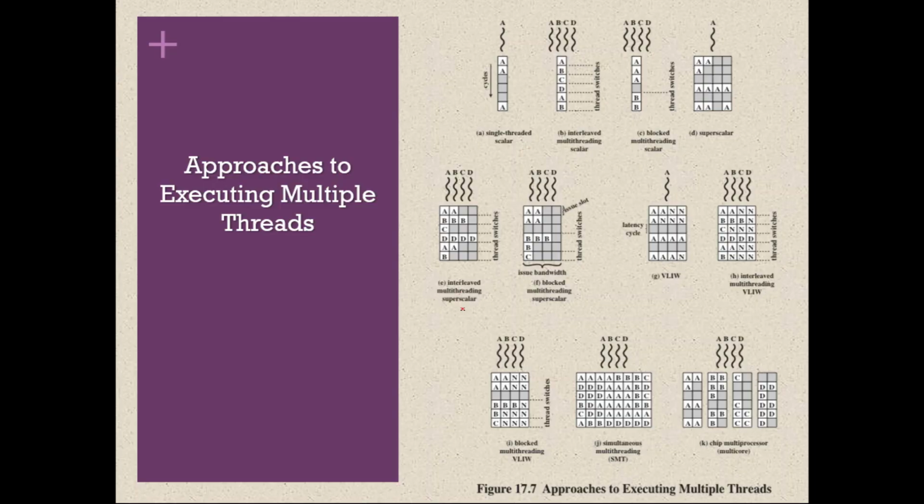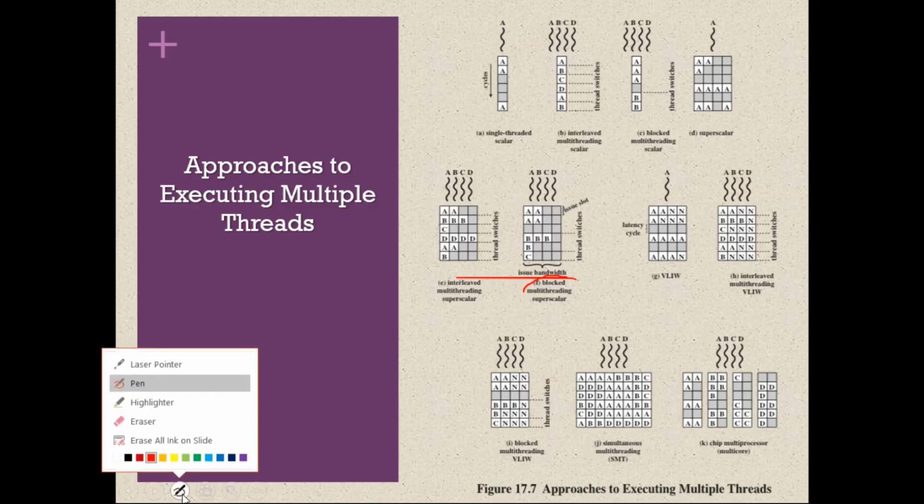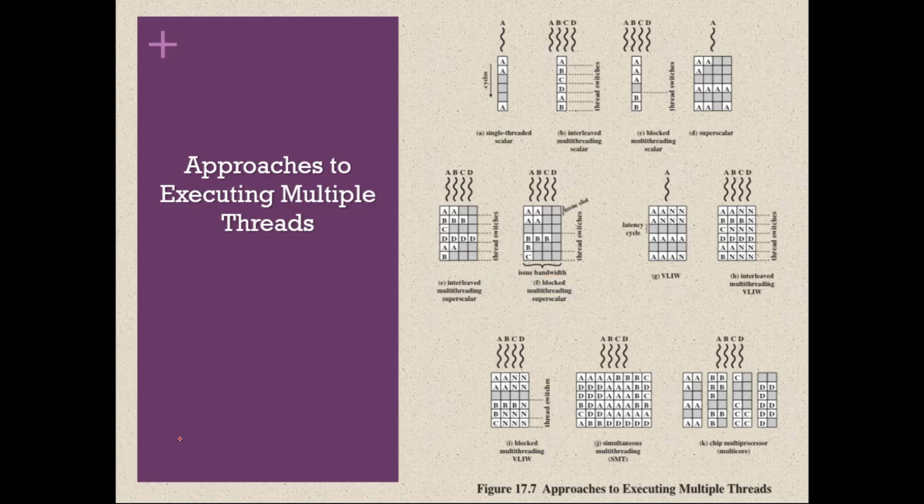Interleaved multi-threading scalar. Next is blocked multi-threading scalar. Whenever we say blocked, what does it mean? The processor is going to execute only one thread as long as it is not blocked.